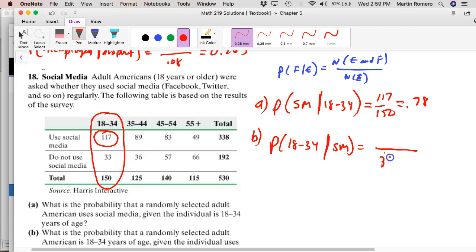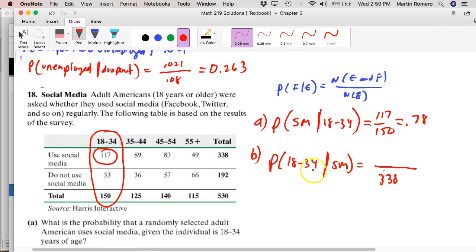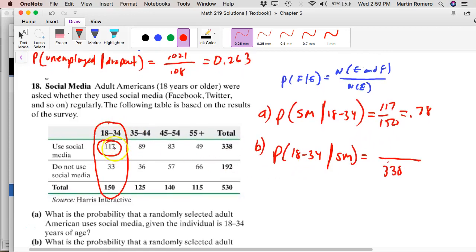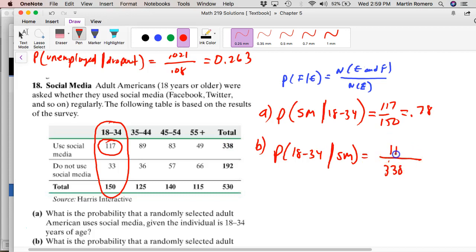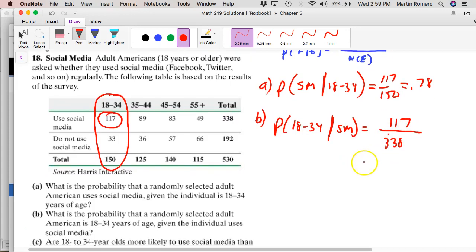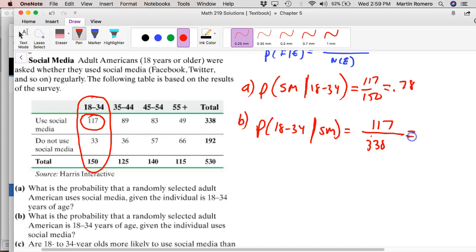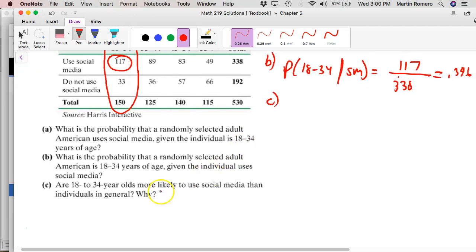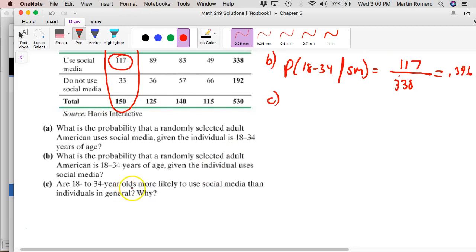We're only interested in that 338. And how many of those are 18 to 34? That's 117. So that would be your fraction, and then that fraction gets turned into 0.346.